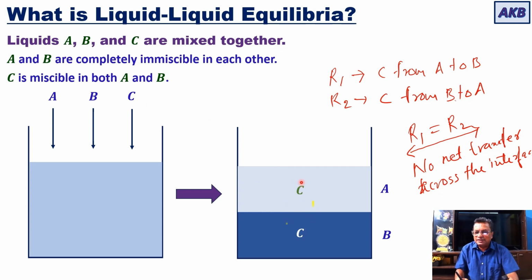Here we have considered that A and B are completely immiscible in each other. That's why no B goes into liquid A, and no A comes into liquid B. I hope you have understood the concept, how equilibrium is reached between two insoluble liquid phases after a sufficiently long time, and why we are calling it a dynamic equilibrium.